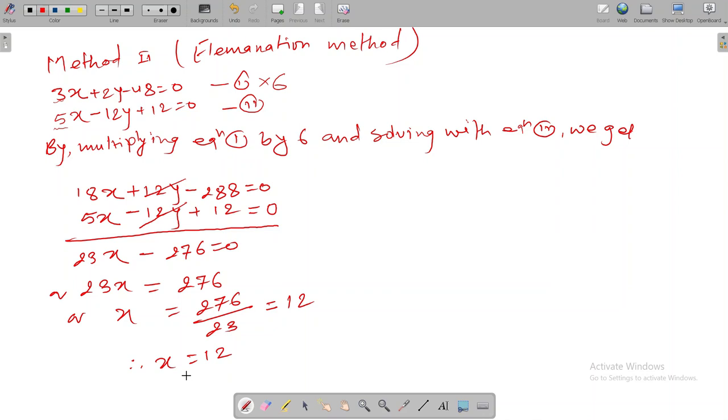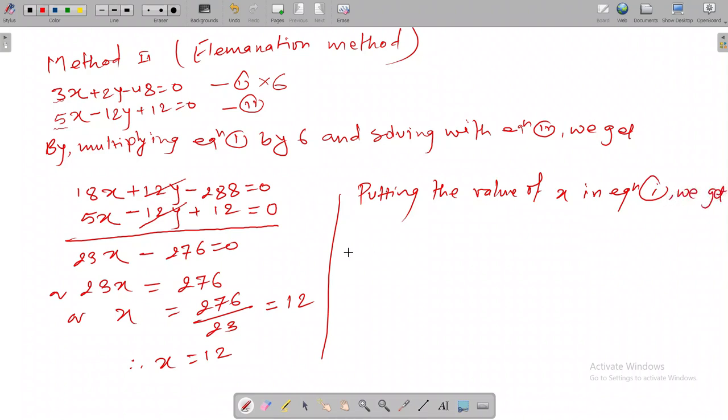This is the value of x. Again, we have to find the value of y. To find the value of y, we have to put this value of x in equation 1 or equation 2. For y, putting the value of x in equation 1 or 2, okay, I am going to put in 1. We get, here equation 1 is 3x plus 2y minus 48 is equal to 0. Here, or 3 as it is, x is equal to 12 plus 2y is equal to this minus 48 will be plus 48.